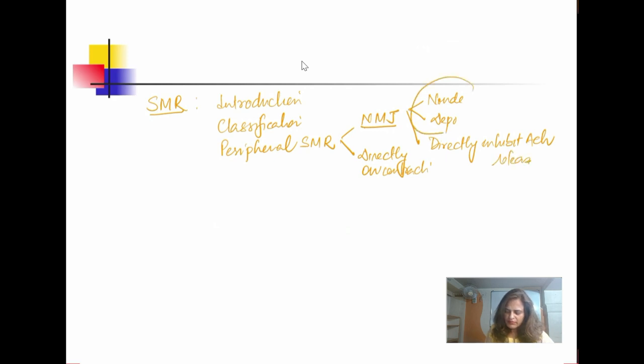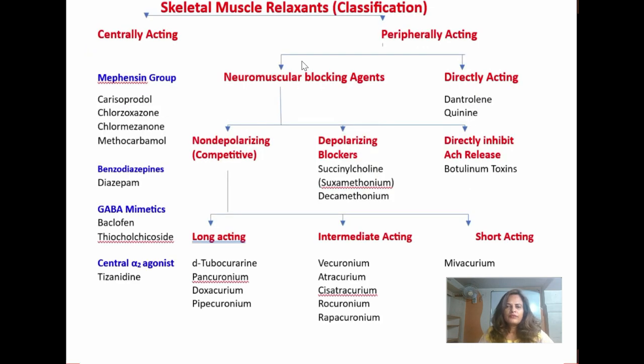So we discussed the mechanism of action of non-depolarizing and depolarizing, along with that, before that, how the normal skeletal muscle contracts, the physiology of skeletal muscle contraction. Hope you understood the previous lecture. So this one is the classification description of the previous one. Centrally, peripherally acting, we started with this, and under this non-depolarizing and depolarizing, I just left this one and this one. So we focus mainly on the depolarizing and non-depolarizing and their mechanism of action.